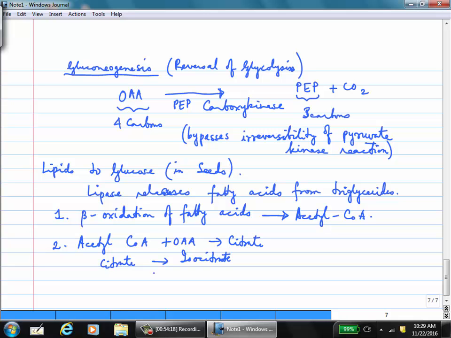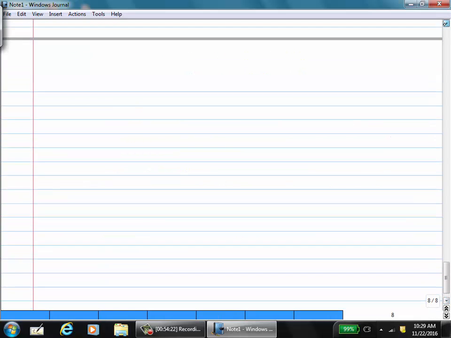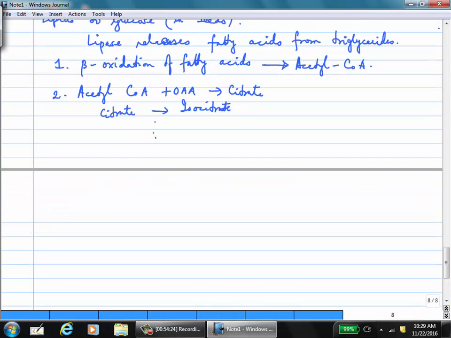And I gave you the name of the enzyme and so on. There are a number of steps here. Then succinate is produced. Fumarate is produced. These are the different molecules that are produced one after the other, a number of steps. Then somewhere there is malate that is produced, right? And that malate can go to OAA.